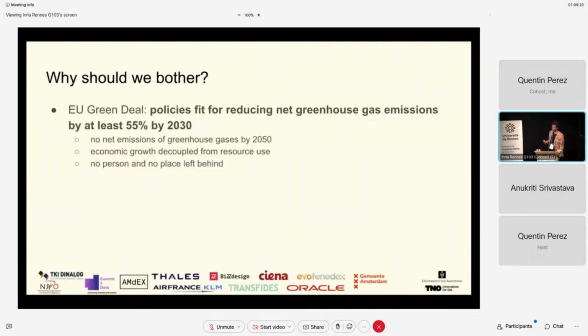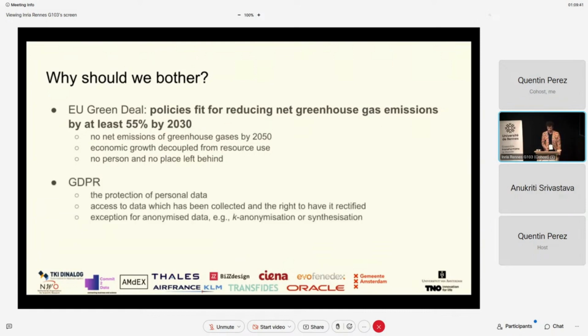Okay, so why should we bother in the first place? Well, we have the EU Green Deal, which makes a policy to reduce greenhouse gas emissions by 55% by 2030. And on top of that, we also have the GDPR, which considers the protection of personal data. And what's interesting about this GDPR is that anonymized data is an exception to the GDPR.